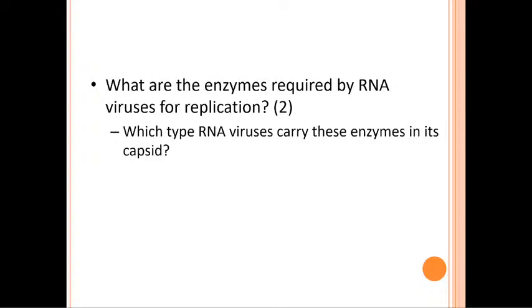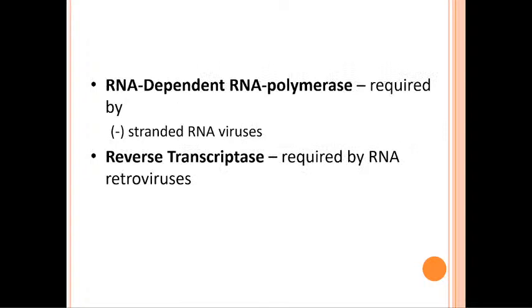Now, what are the enzymes required by RNA viruses for replication? We have RNA-dependent RNA polymerase, required by negative stranded RNA viruses. Reverse transcriptase is required by retroviruses. You might have heard of reverse transcriptase. I think it's very common now, our RT-PCR. That is the same type of technology that is utilized by COVID testing. So please be mindful that reverse transcriptase is required by retroviruses to be converted to DNA before it will be replicated into another virion.